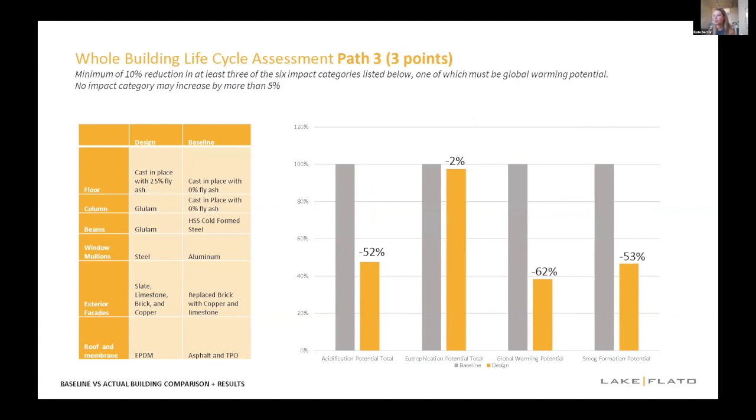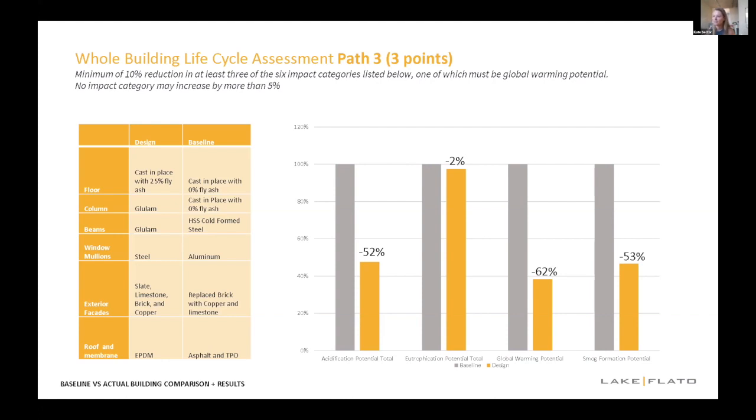And so this is where we essentially created a baseline building, saying, well, worst case scenario would be that instead of using glulam columns and beams, we would have been using concrete or steel. And then we also changed some of our exterior facade materials, some of the roofs and membranes, the flooring. We slightly adjusted everything to make a worst case scenario to benchmark against. And found out that we had quite a substantial reduction compared to this baseline. Although we didn't get the full 5 points, we got 3, which I thought was really exciting.